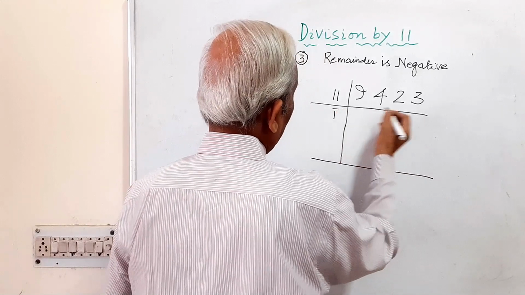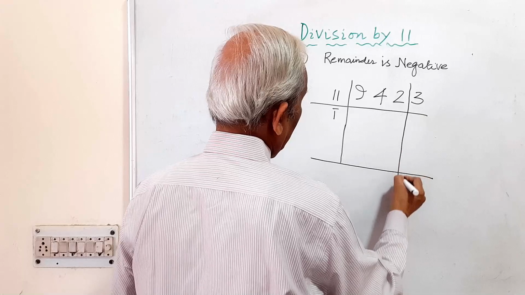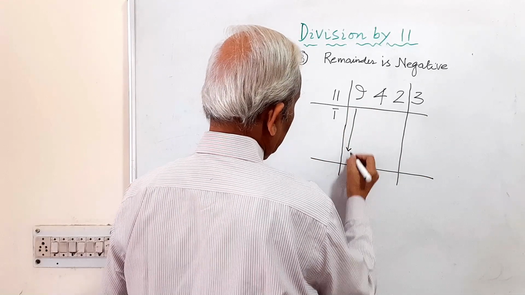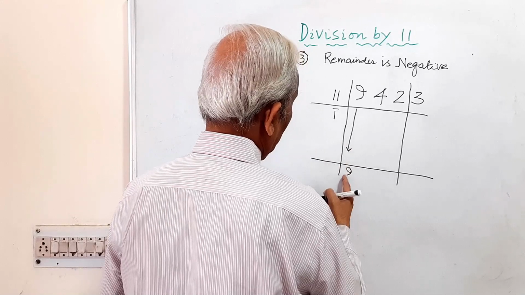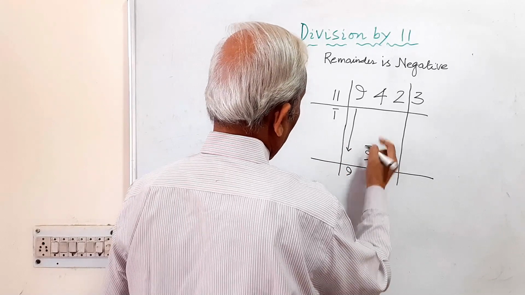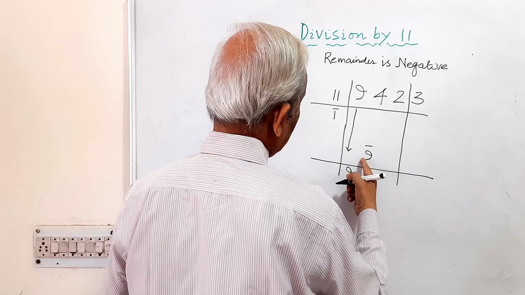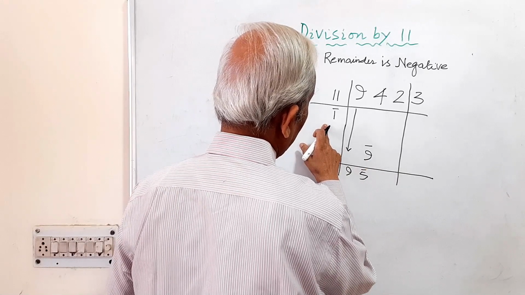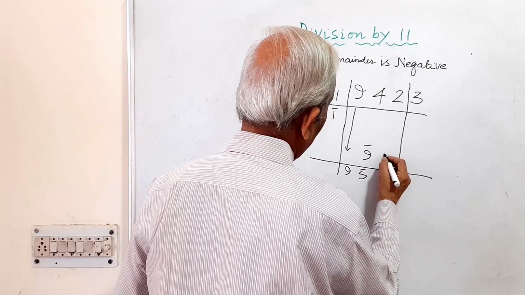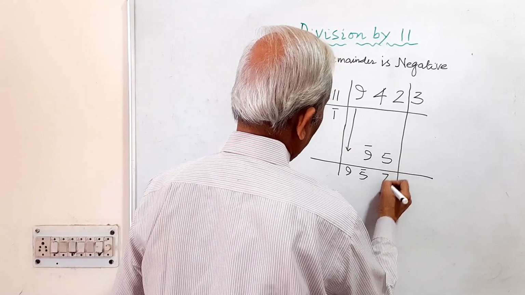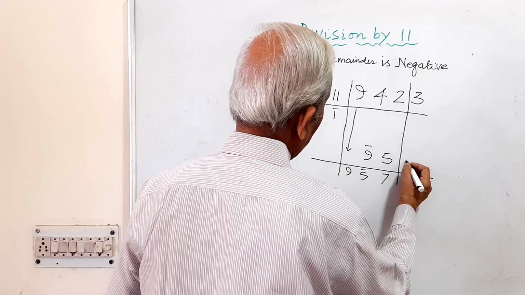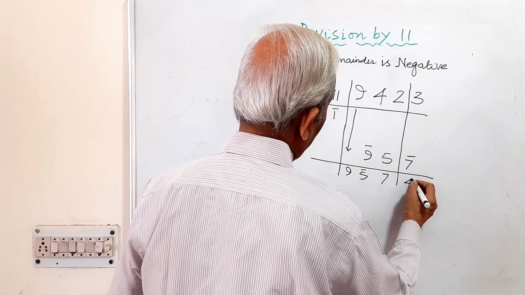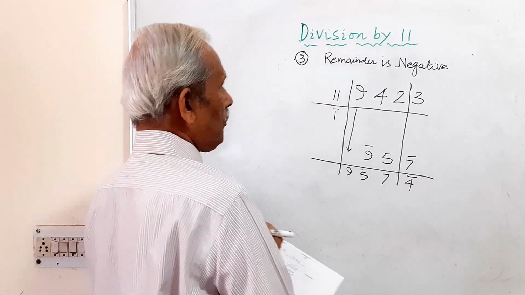One bar, the base is 10, so you put one line here. Now you put down 9 as it is. 1 bar into 9 is 9 bar, and you get here 4 plus 9 bar is 5 bar. 5 bar into 1 bar is how much? 5. So it becomes 7. 7 into 1 bar is 7 bar. 3 plus 7 bar is 4 bar. You see this has become negative.